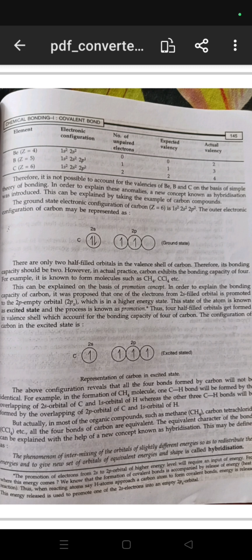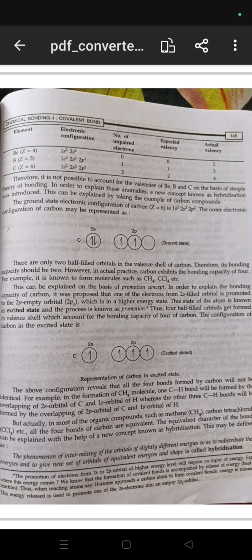This can be explained on the basis of the promotion concept. In order to explain the bonding capacity of carbon, it was proposed that one of the electrons from the 2s filled orbital is promoted to the 2p empty orbital, which is in a higher energy state. This state of the atom is known as the excited state and the process is known as promotion. Thus, four half-filled orbitals get formed in the valence shell which account for the bonding capacity of 4 of carbon.